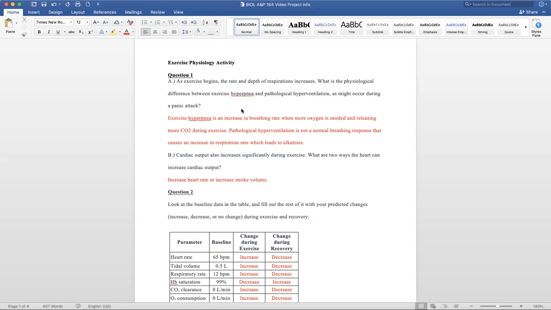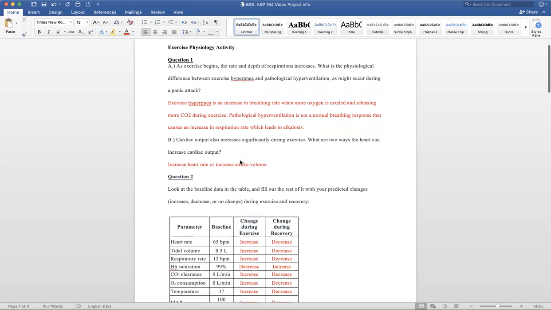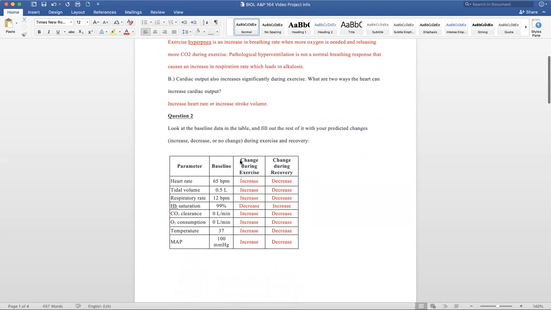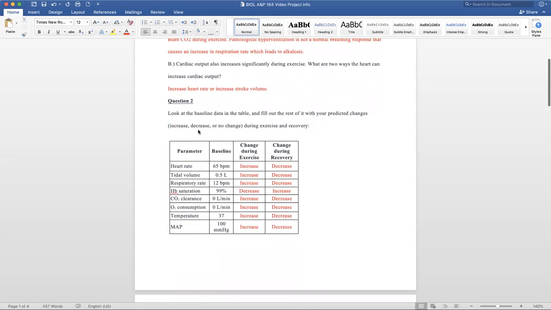And part B is cardiac output, which also increases significantly during exercise. What are the two ways the heart can increase cardiac output? And the answer is either an increase in heart rate or an increase in stroke volume. Question two is: look at the baseline data in the table and fill out the rest of it with your predicted changes.